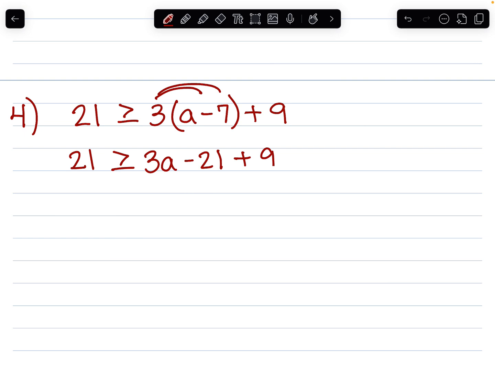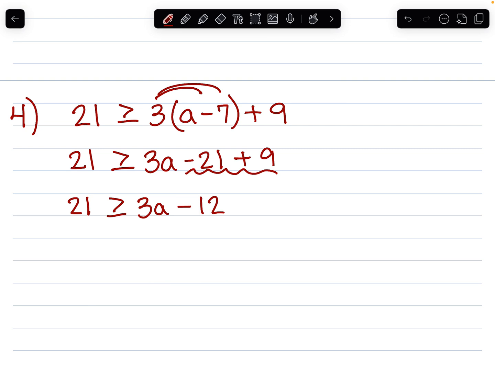Emma, do you know my next step? Good. They're already on the same side, so we can just add those like terms. What is negative 21 plus 9? Anybody can tell me. Negative 12. Negative 12. Because remember, it's like 21 minus 9. Keep the negative. Okay. All right.